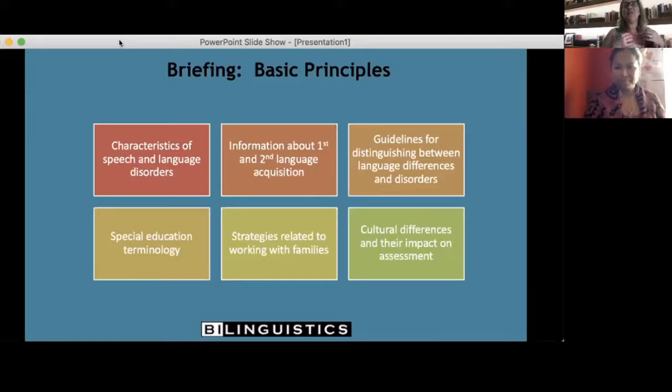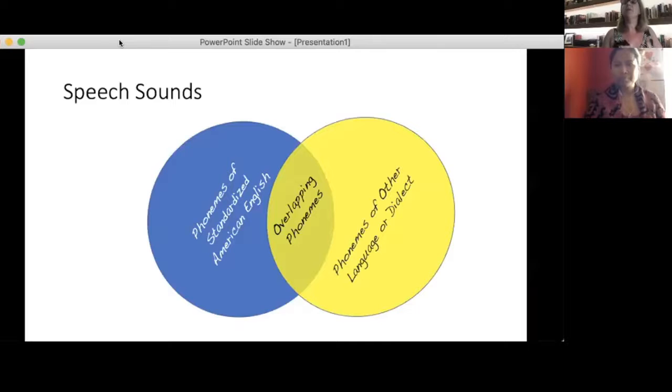My job is to bring the information to you that says these are the similarities and differences between Khmer and English. Think of this like a Venn diagram. We have the sounds of standardized American English, and we have the sounds of your language. Some of those are overlapping and some are unique to one language or the other. If I see a child who's making errors only on the sounds that are unique to English that don't exist in Khmer, then that's an influence. That is not a disorder.